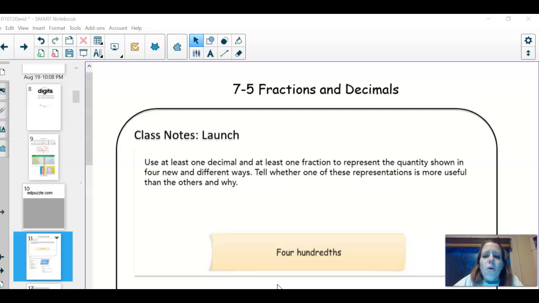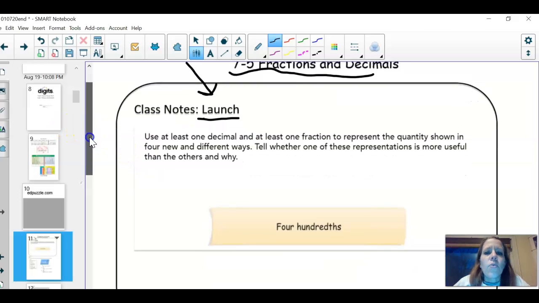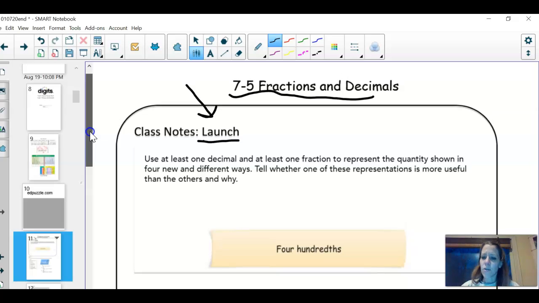So you should be opened up to 7.5. The lunch, okay? Tú necesitas mirar a 7:05 y nosotros vamos a buscar por lunch, okay? In inglés, lunch. So we are going to connect to what we did yesterday, and we are going to connect to how to change fractions and decimals, okay? Nosotros vamos a cambiar entre fracciones y decimales.